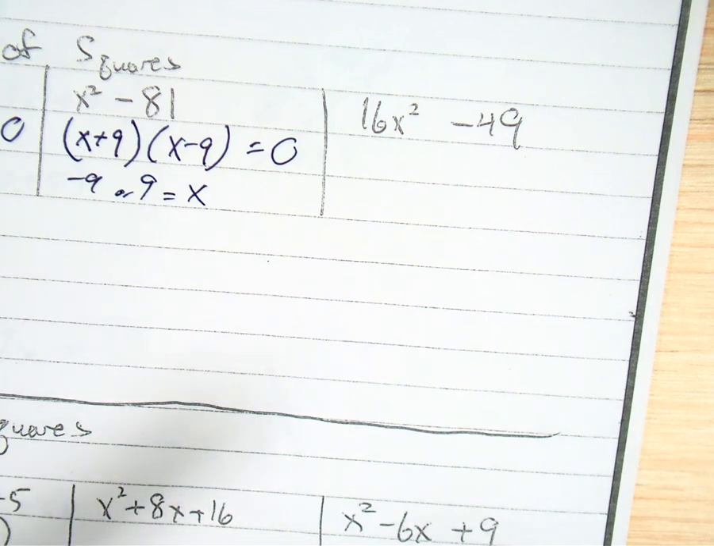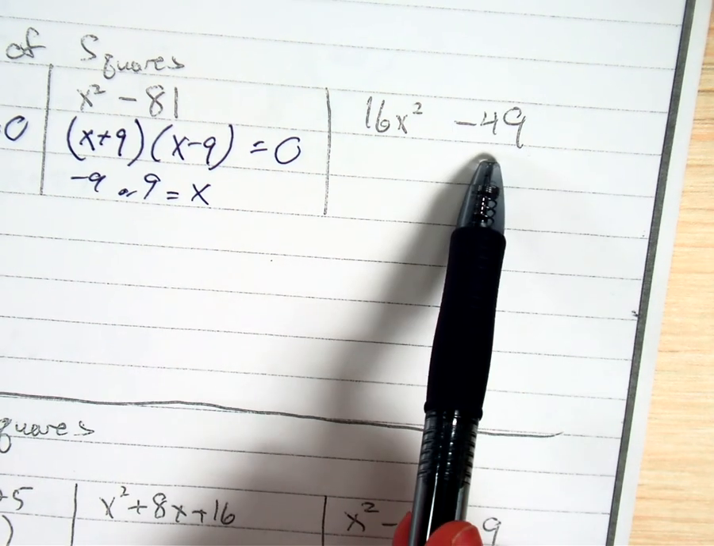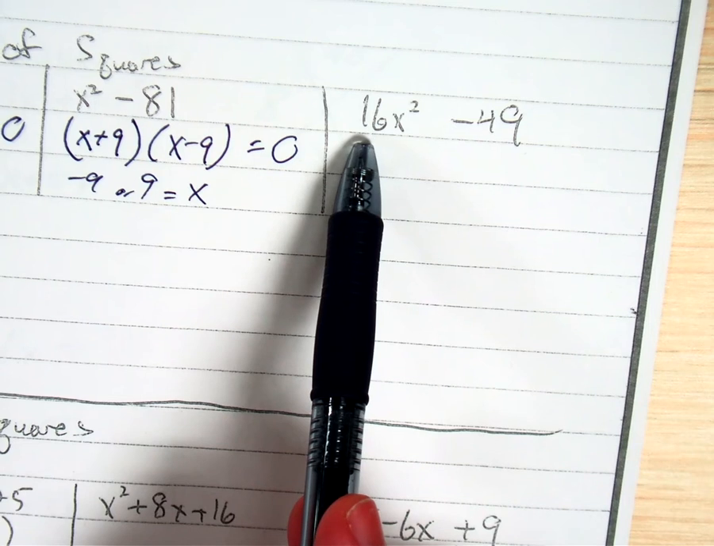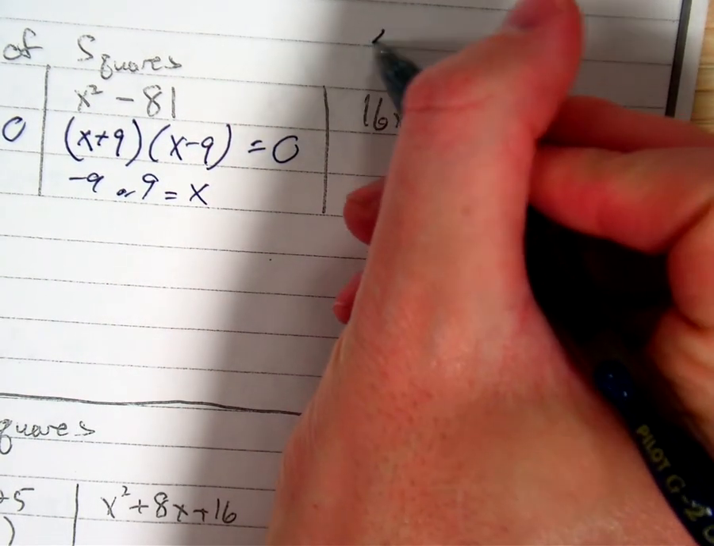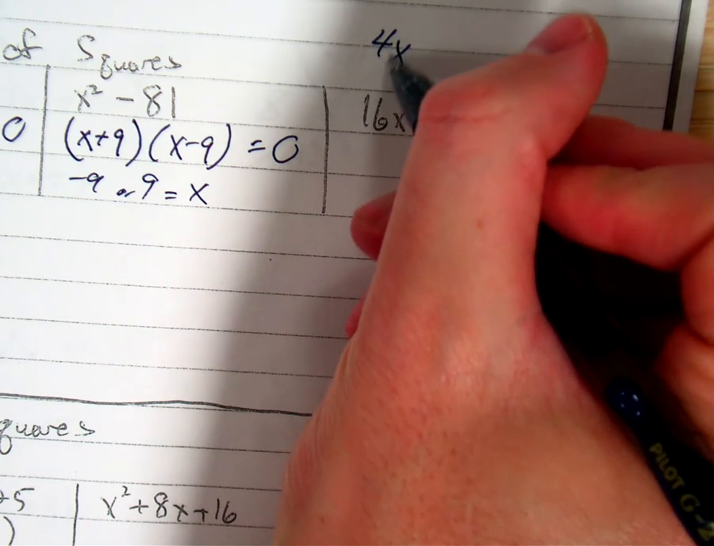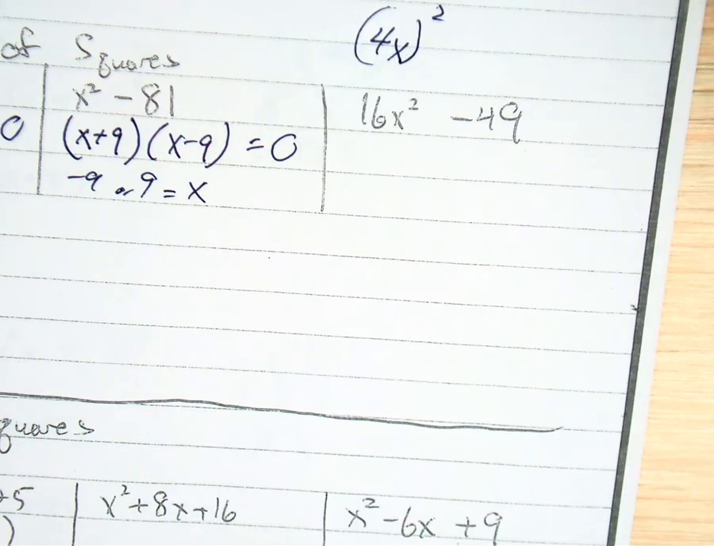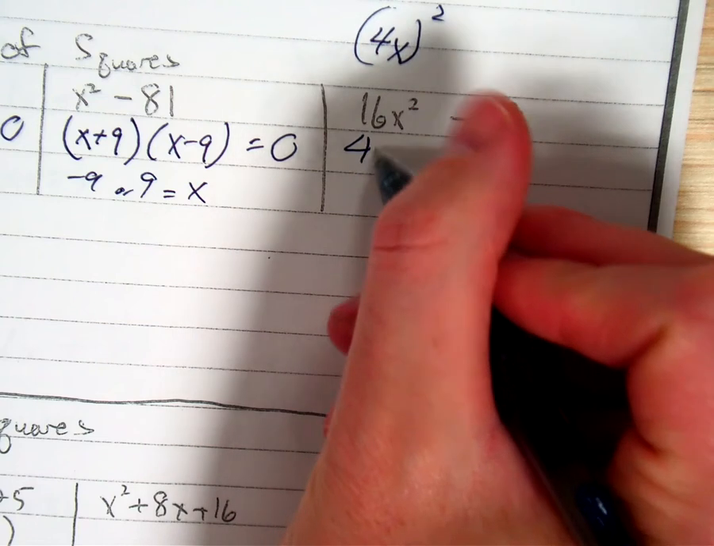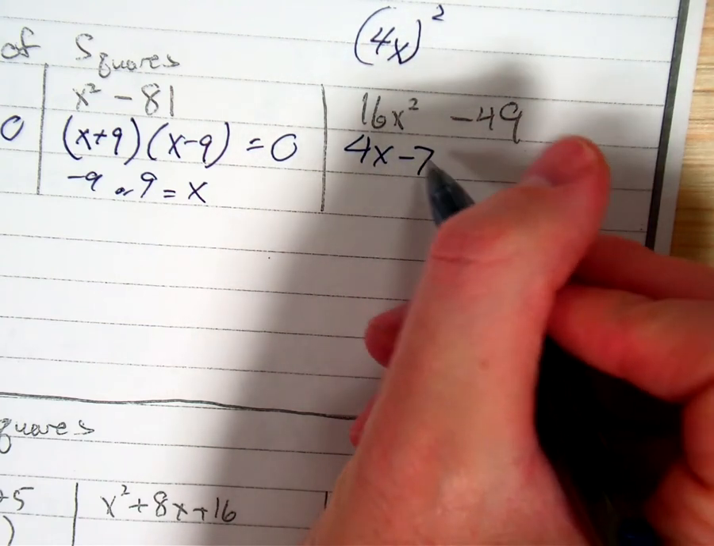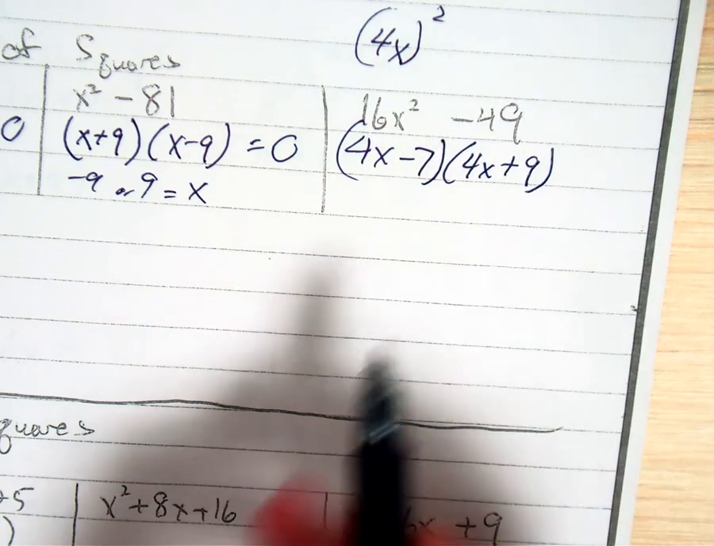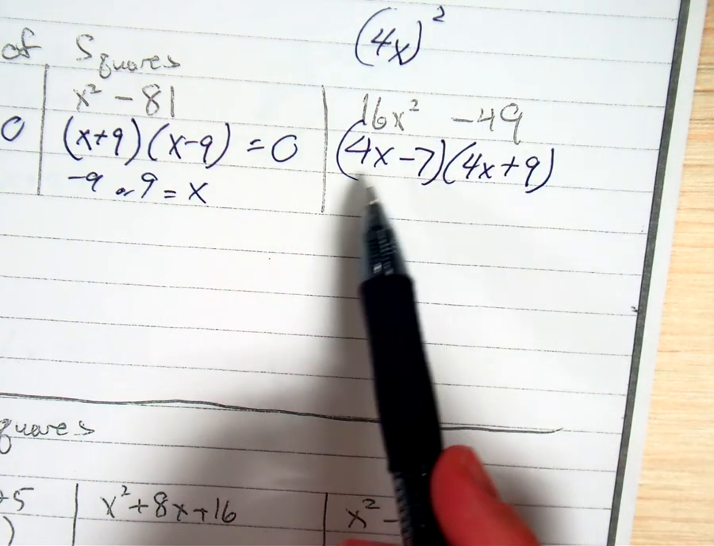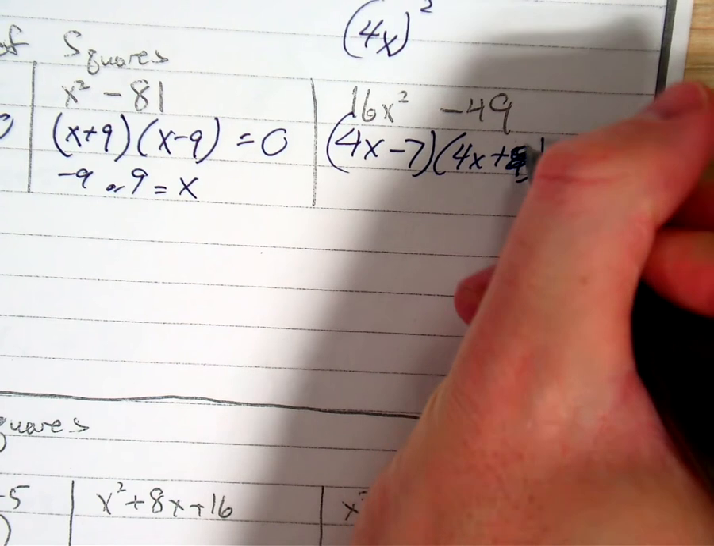A little bit trickier, 16x squared minus 49. You're like, oh, there's a number in the front. I must have to try to factor something out. Well, you can't factor anything out. 49 is a perfect square. And 16x squared is still going to be a perfect square. What's being squared to get me to 16x squared? That's going to be 4x. So we're going to have a 4x minus 7 and a 4x plus 7. It doesn't matter which one goes first, the minus version or the plus.